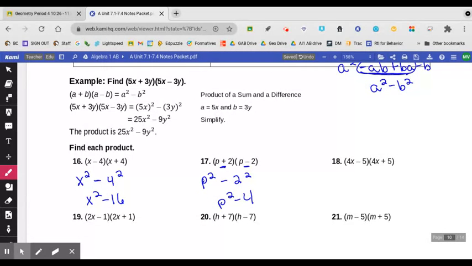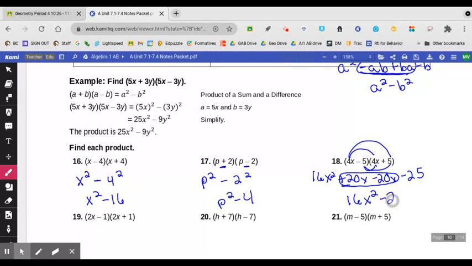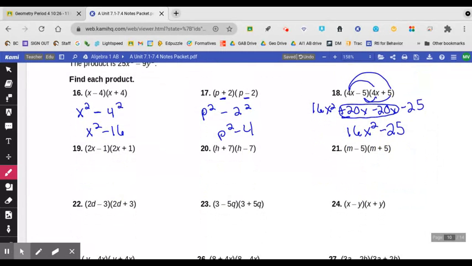Again, on 18, if I don't realize I have it, if I double distribute, I get 16x squared plus 20x minus 20x minus 25. So if I don't realize it, my middle terms will just cancel out, and I'll still get 16x squared minus 25. Again, this is just a shortcut to the double distributing. So I want you to pause, and I want you to try the next 6, so 19 through 24.